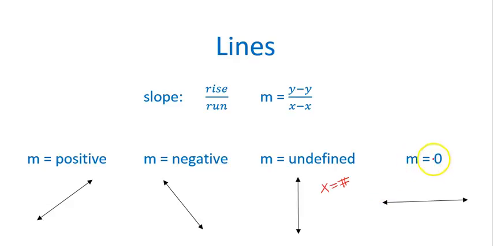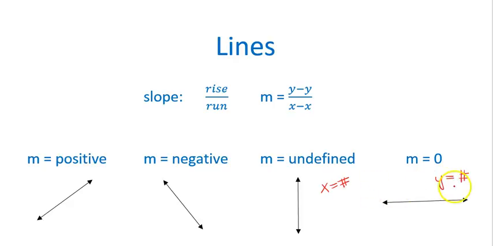And then if you get a slope of 0, that would have come from having an equation where you got 0 on top of a number. That would be a horizontal line, and the equation for a horizontal line is y equals some number.